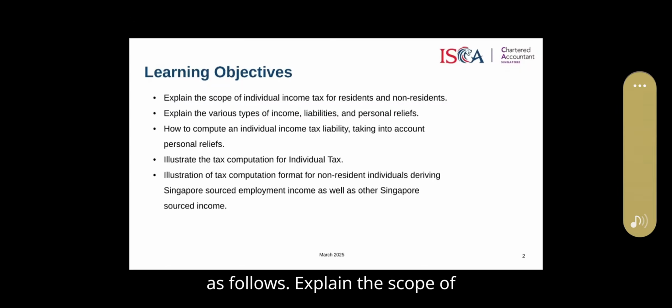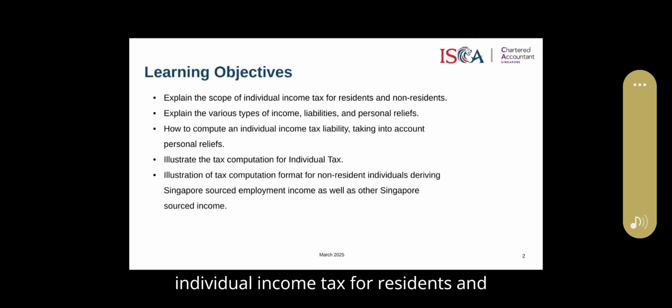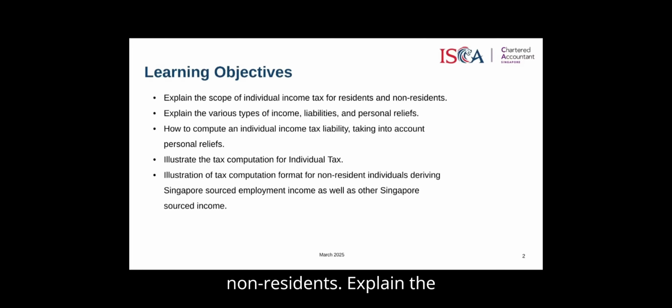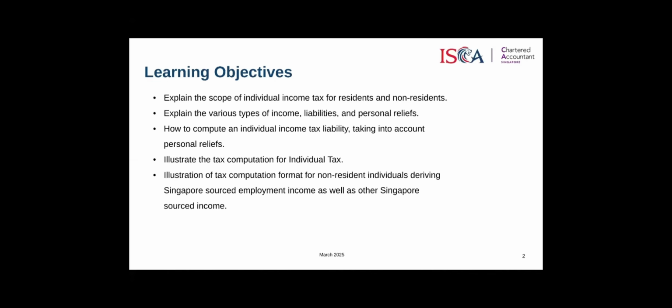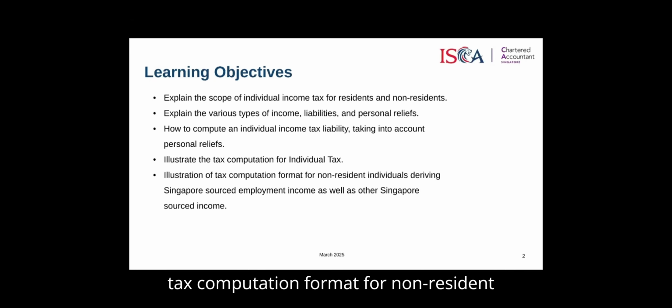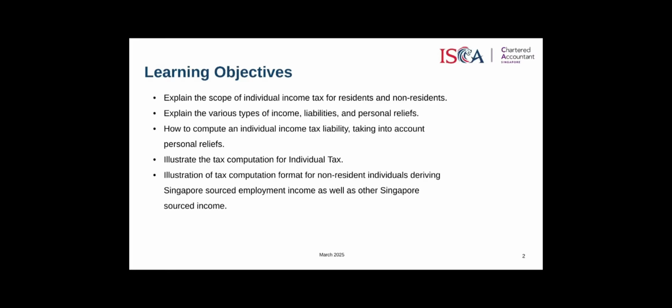Today's objectives are as follows. Explain the scope of individual income tax for residents and non-residents. Explain the various types of income liabilities and personal reliefs. How to compute an individual income tax liability taking into account personal reliefs. Illustrate the tax computation for individual tax. Illustration of tax computation format for non-resident individuals deriving Singapore source employment income as well as other Singapore source income.